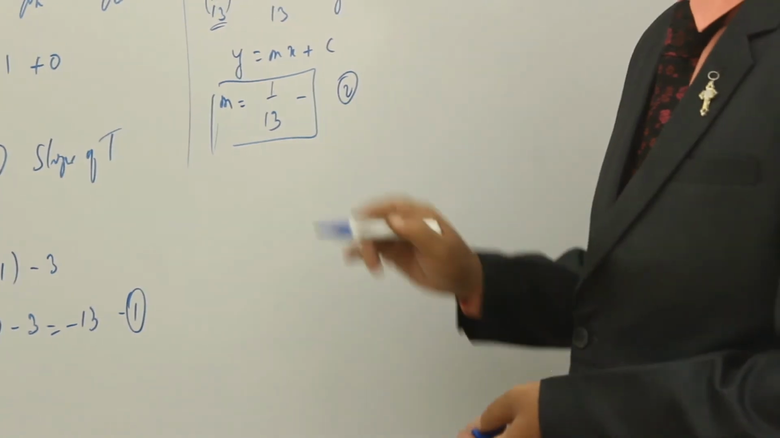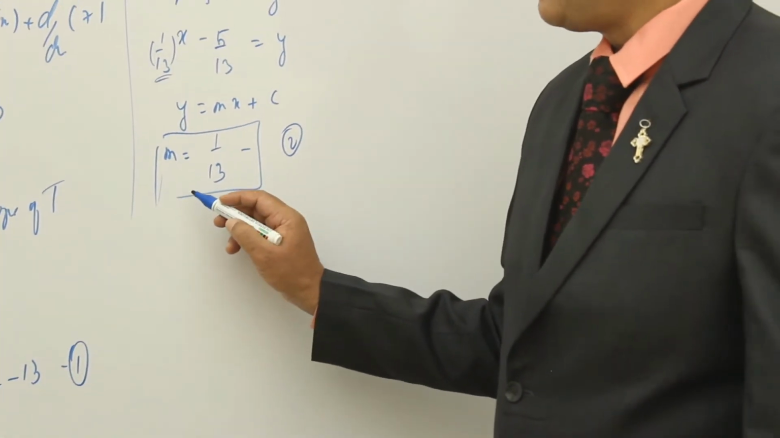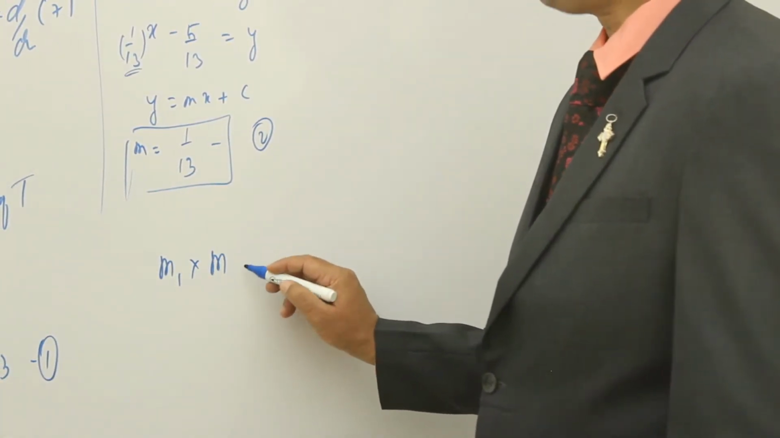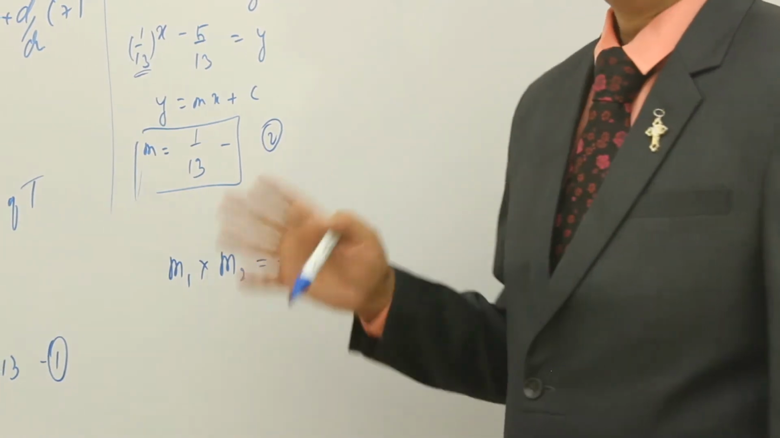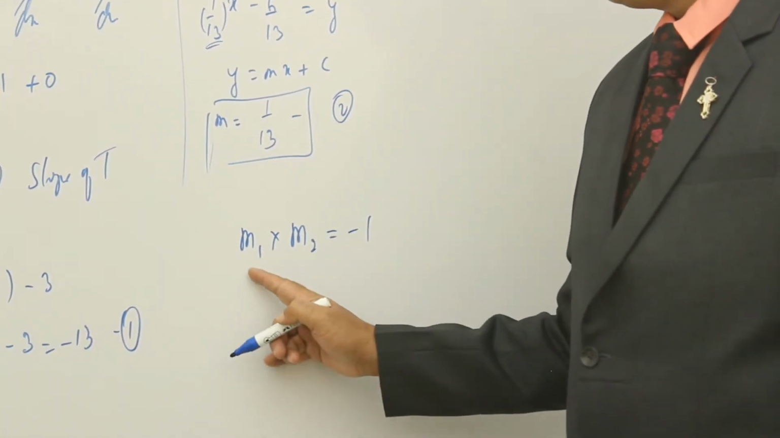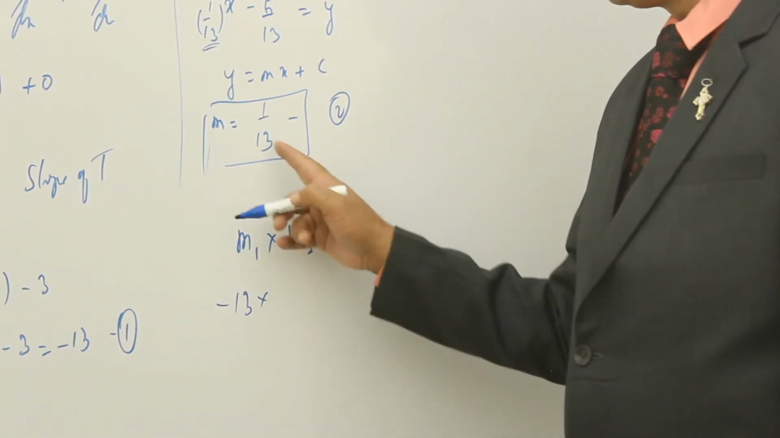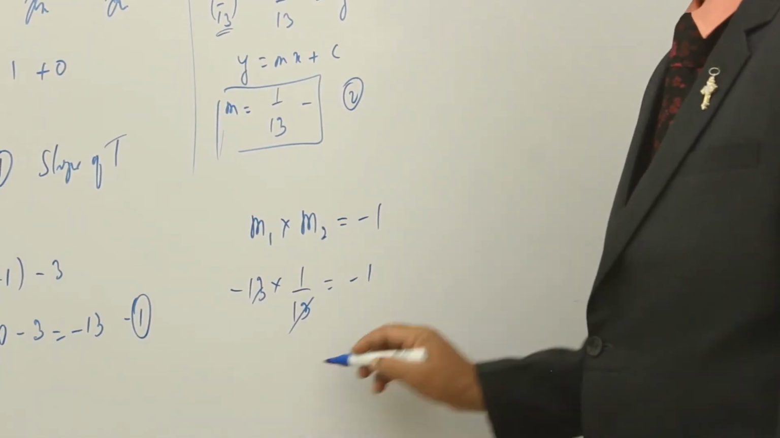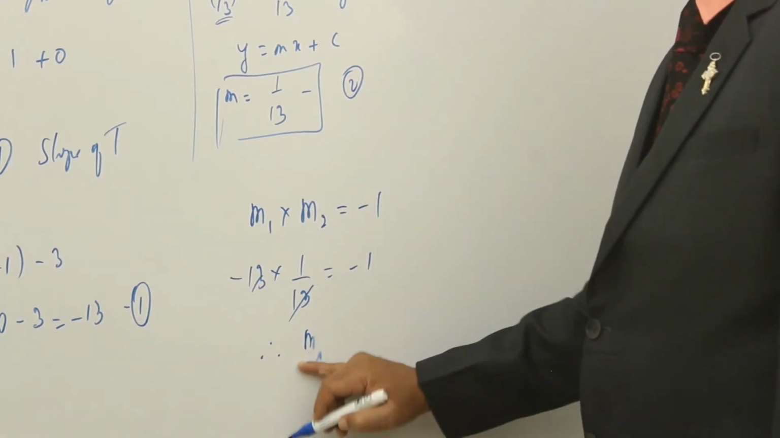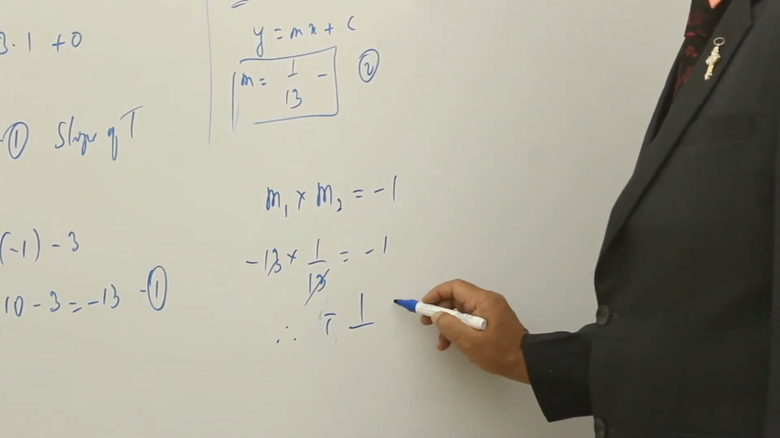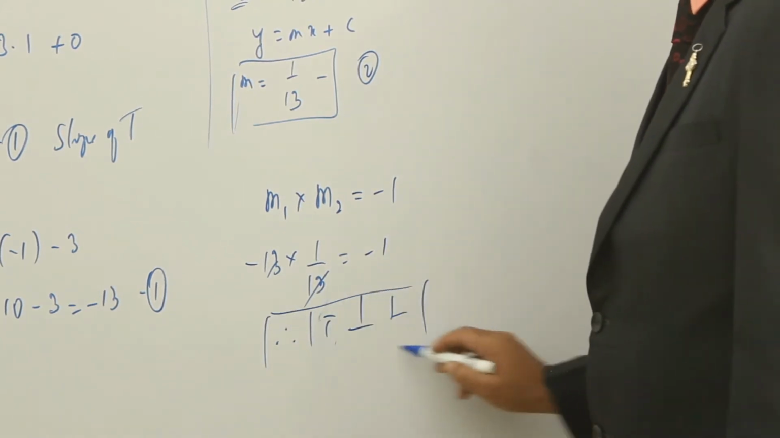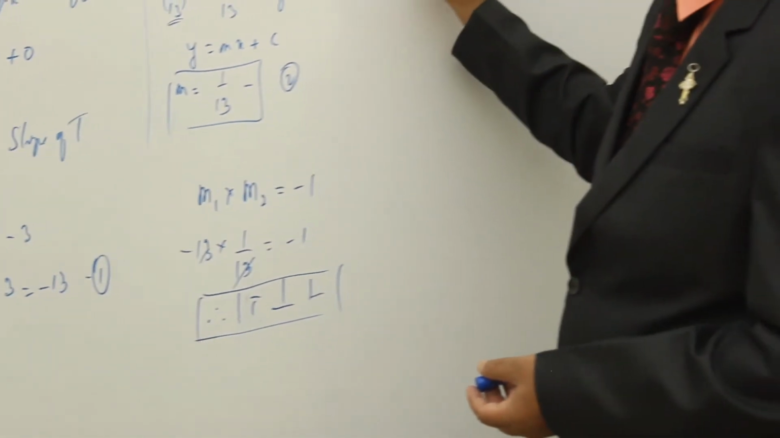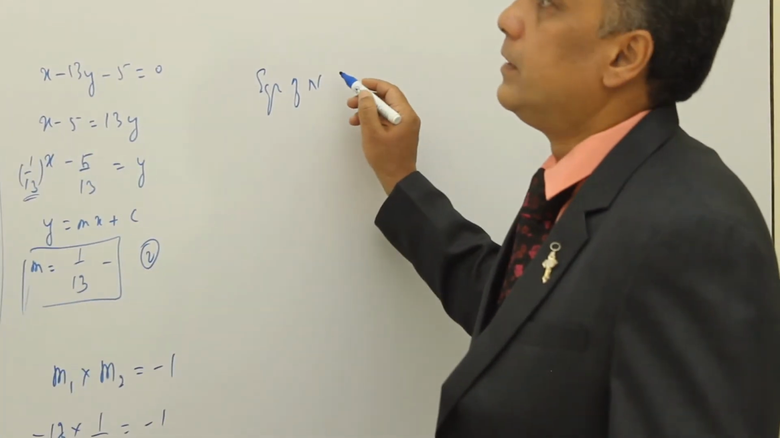We are supposed to prove that they are perpendicular. If they have to be perpendicular, then the product of the slope of the tangent and the slope of the given line, if it is equal to minus 1, then they are mutually perpendicular to each other. So m1 is nothing but minus 13 and m2 is 1 by 13. So 13 and 13 cancel, therefore this results in minus 1. So therefore the tangent is perpendicular to the given line. So this is what you are supposed to prove. You proved it. Now to find the equation of normal, you have to do, that is the equation of normal.